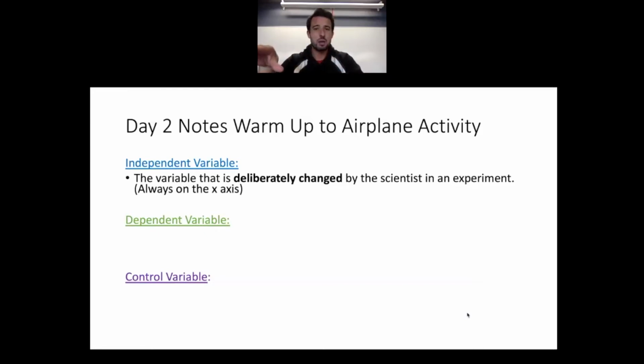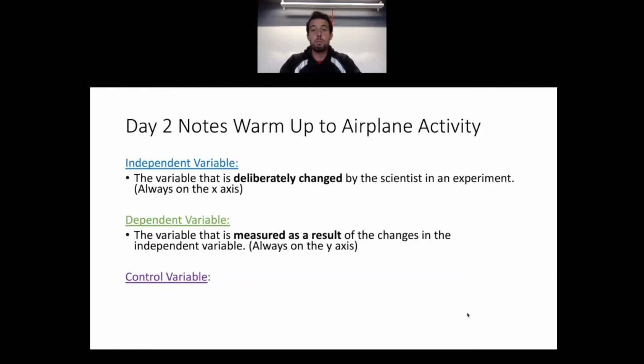A classic example would be time, right? Let's say you're measuring how fast someone runs. Time is the thing you're deliberately changing because you want to see how they move as time changes, if that makes sense. A dependent variable is whatever you're measuring as a result of the changes.